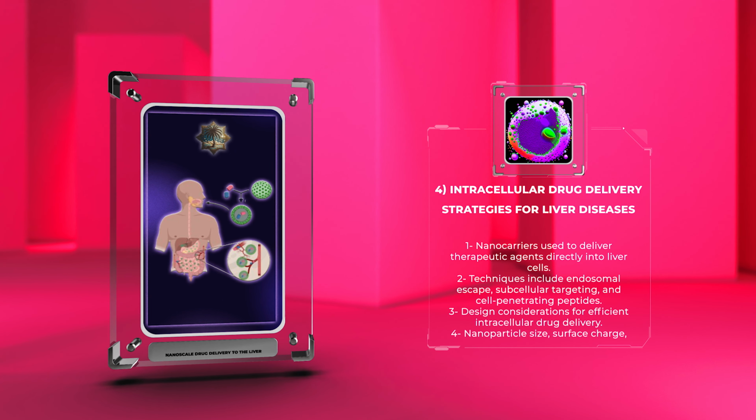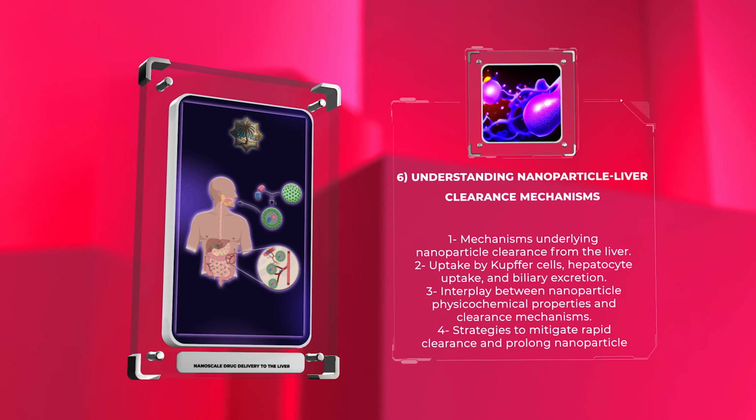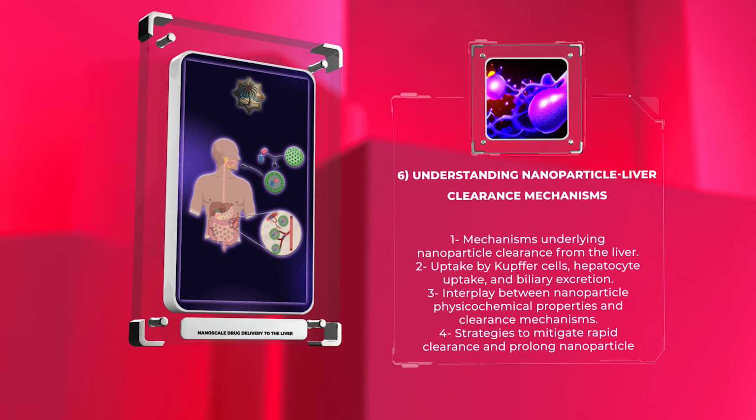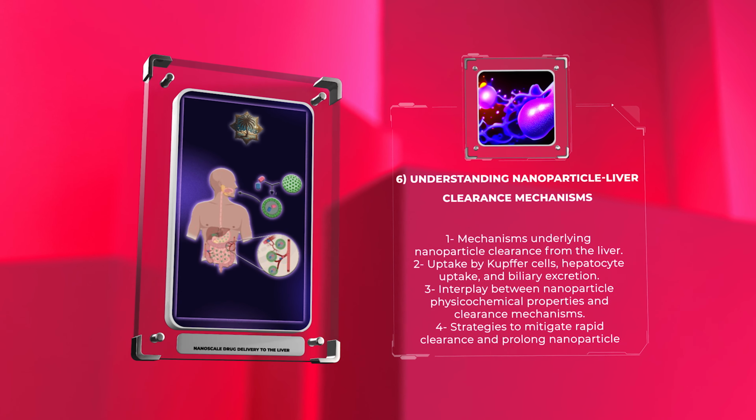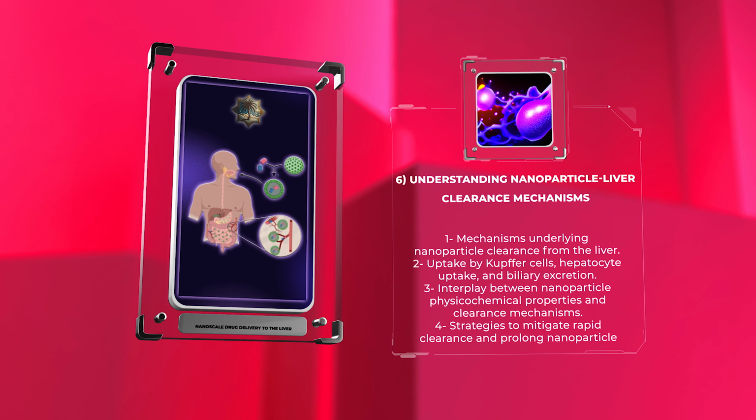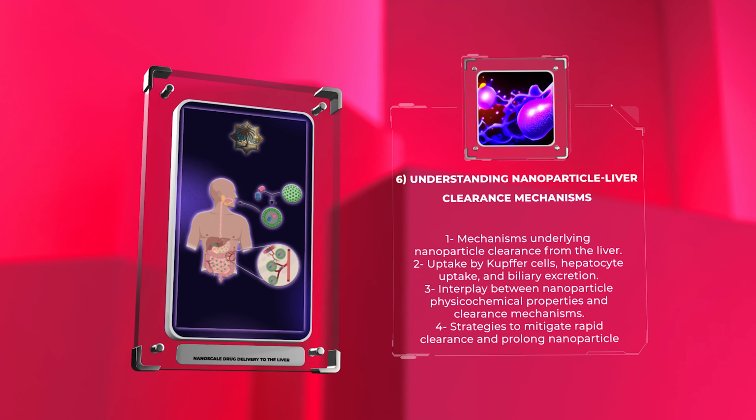The liver plays a crucial role in the clearance of nanoparticles from the bloodstream. In this section, we will explore the mechanisms underlying nanoparticle clearance from the liver, including uptake by Kupffer cells, hepatocyte uptake, and biliary excretion. The interplay between nanoparticle physicochemical properties and clearance mechanisms will be elucidated, shedding light on the factors governing the fate of nanomedicines within the liver. Furthermore, strategies to mitigate rapid clearance and prolong nanoparticle circulation time will be discussed.